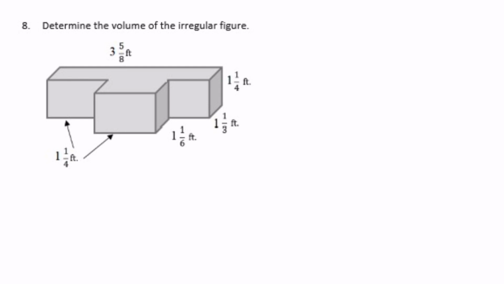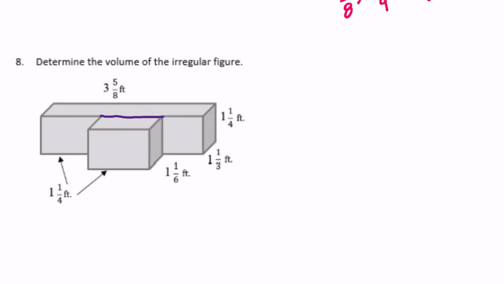Number 8, determine the volume of this irregular figure. Okay, so you can either break it into 3 pieces right here, or I think what I'm going to do is make it into 2. So we'll have the back rectangular prism and the front. Okay, so let's do A and B.